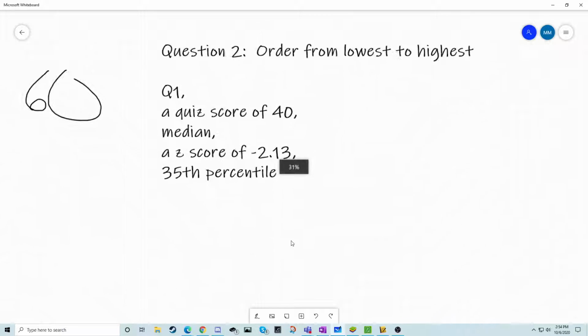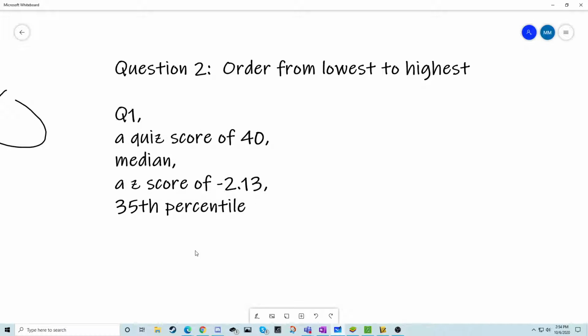Okay, so I want you to order these from the highest to lowest. These questions can get a lot of people, but they're all using the same skills we've done. So I'm going to order all these from lowest to highest. The easiest ones first are Q1.